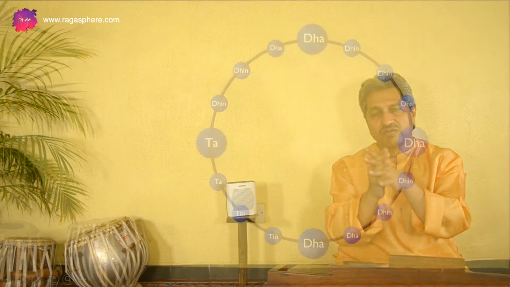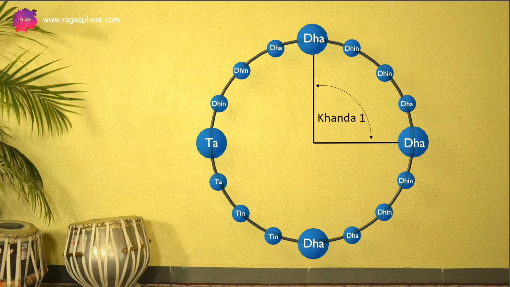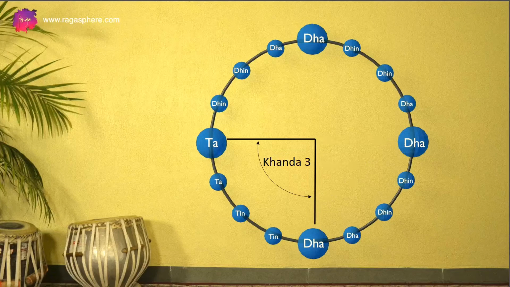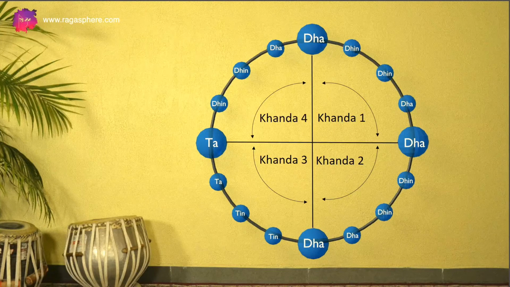Another important aspect of the avartan of the Tal is its division in further groups of matras which are known as khanda. For example, the 16 matras of Teen Tal are grouped into 4 equal khandas of 4 matras each. What this division does is it gives further accent points within the avartan besides the Khali. So with this accent, the avartan would sound like this.